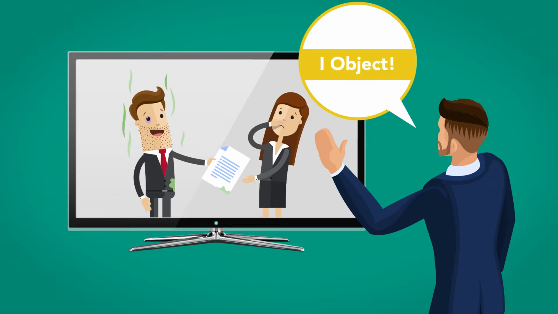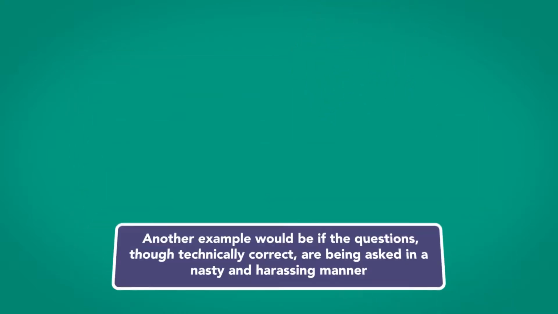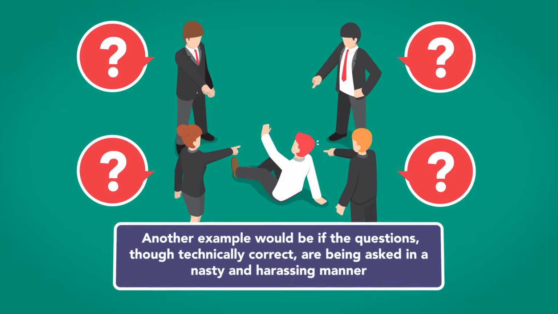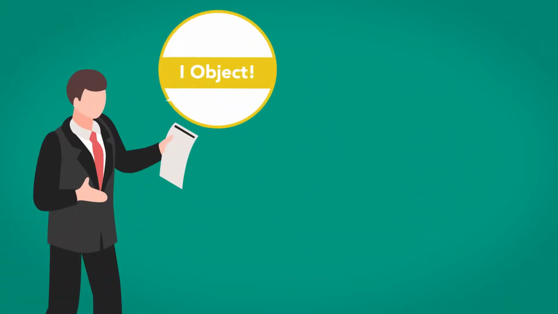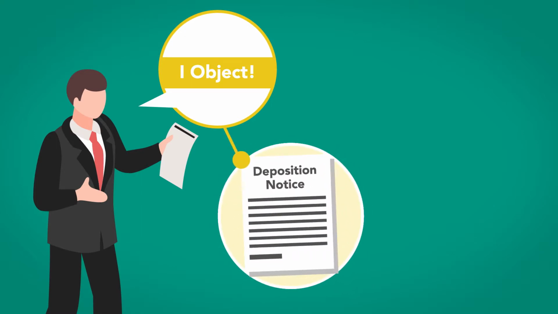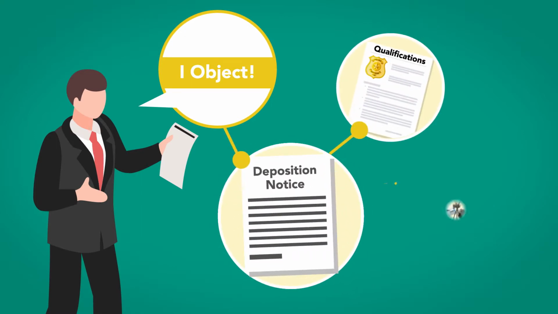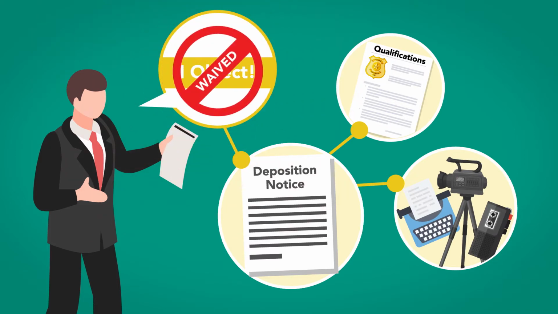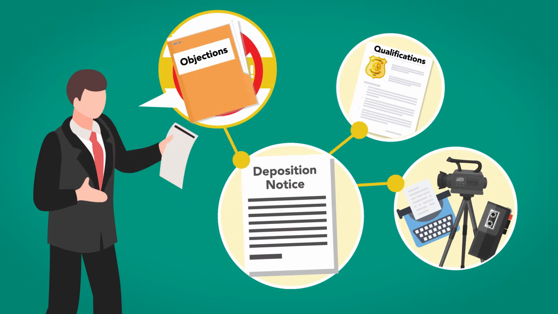videotaping, when the person was unaware of the videotaping and appeared dressed in a manner that would prejudice his or her testimony. Another example would be if the questions, although technically correct, are being asked in a nasty or harassing way. Objections to these situations must be made at the deposition or they are waived. Objections to the deposition notice, the deposition officer's qualifications, or how the officer recorded the testimony are also waived if not properly served in writing on the party noticing the deposition.